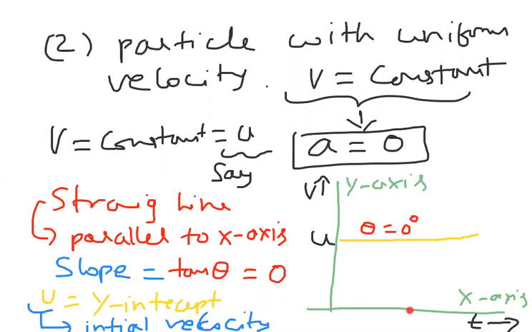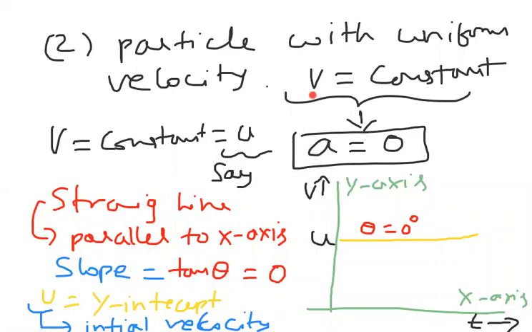Time is changing, but the velocity value is not changing. So draw the line parallel to the x-axis. That means the angle theta is equal to 0, so tan 0 is 0. The slope of the graph is 0. So what is the y-intercept here? This plus u is called the y-intercept, the point on the y-axis. This is the particle with uniform velocity situation.